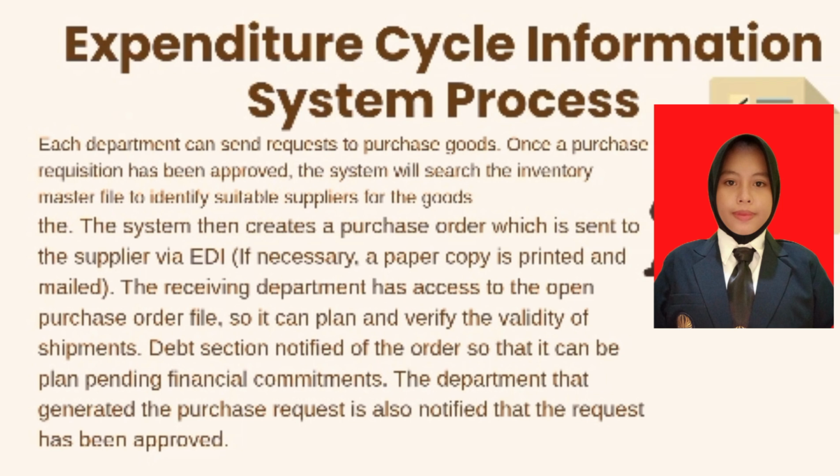The receiving department has access to the open purchase order file, so it can plan and verify the validity of shipments. The accounts payable department is notified of the order so that it can plan for pending financial commitments. The department that generated the purchase request is also notified that the request has been approved.